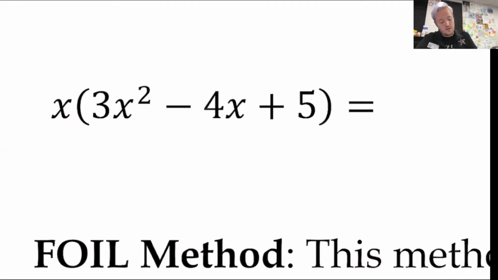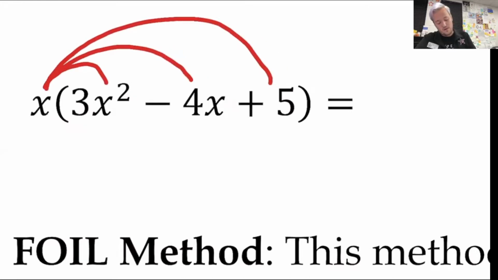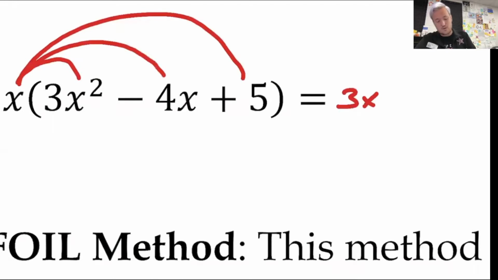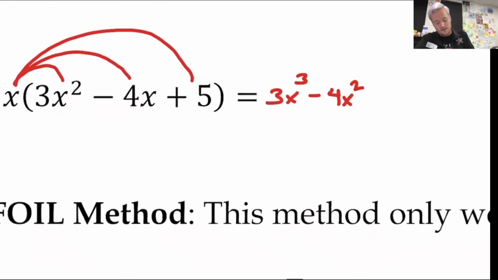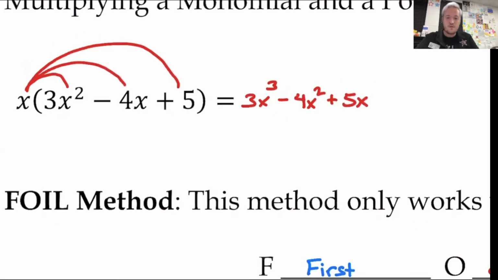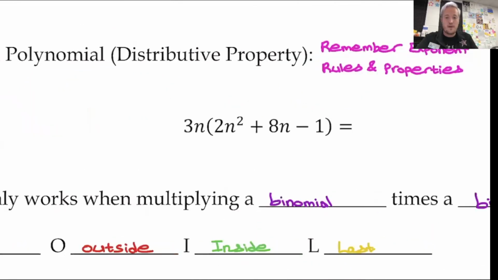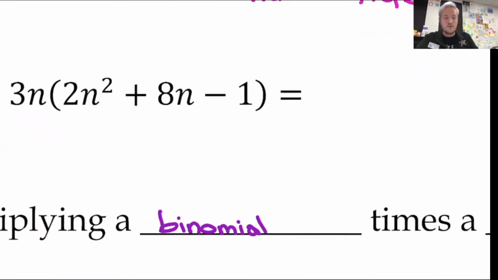If I distribute an x, we're going to be multiplying. I'm going to have 3x squared times x, which gives you 3x cubed. And then negative 4x times x gives you negative 4x squared. And then x times 5 gives you 5x. We're just using the product property here. We're adding the exponents.